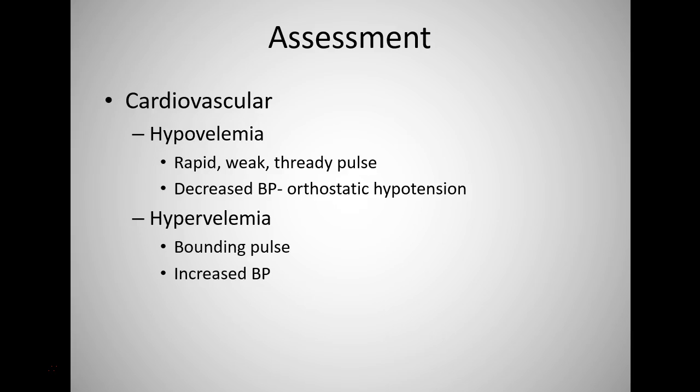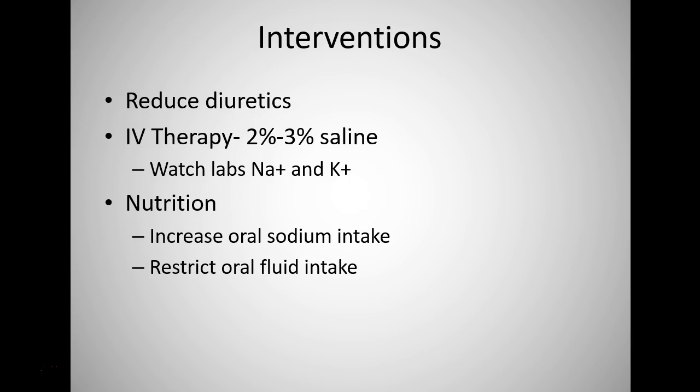For cardiovascular, you have hypovolemia. This is a rapid, weak, thready pulse and a decreased blood pressure, such as orthostatic hypotension, which makes sense. If you're lacking fluid, your blood pressure is going to be low, and to compensate for that, your heart rate is going to speed up. For hypervolemia, this is too much fluid, you're going to get a bounding pulse and an increased blood pressure. So for interventions, you're going to reduce the diuretics.